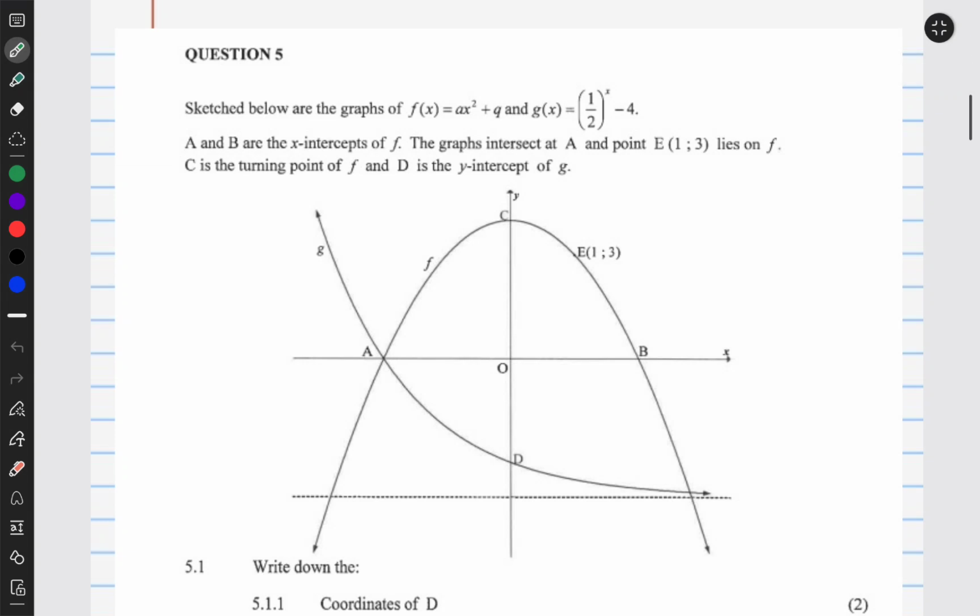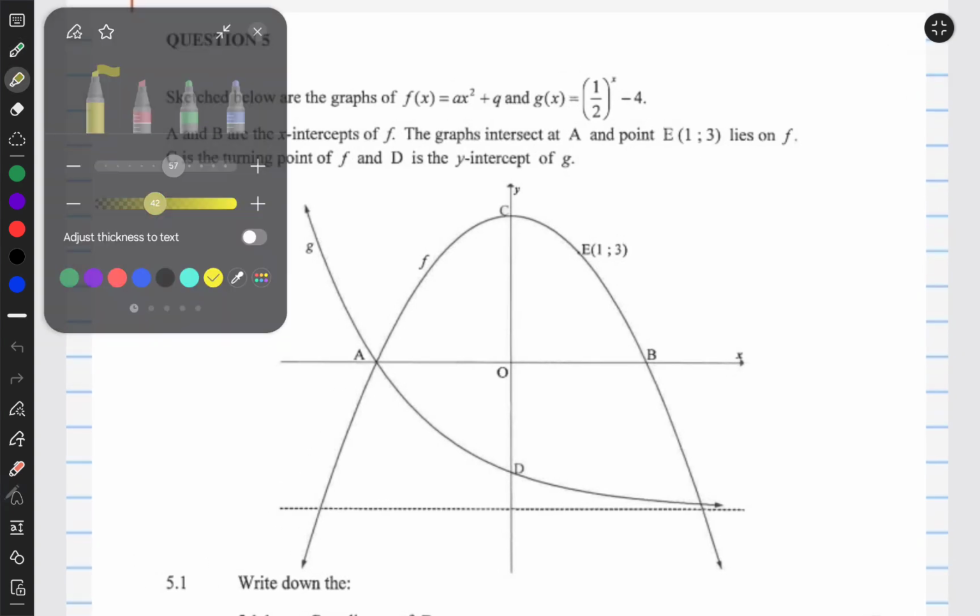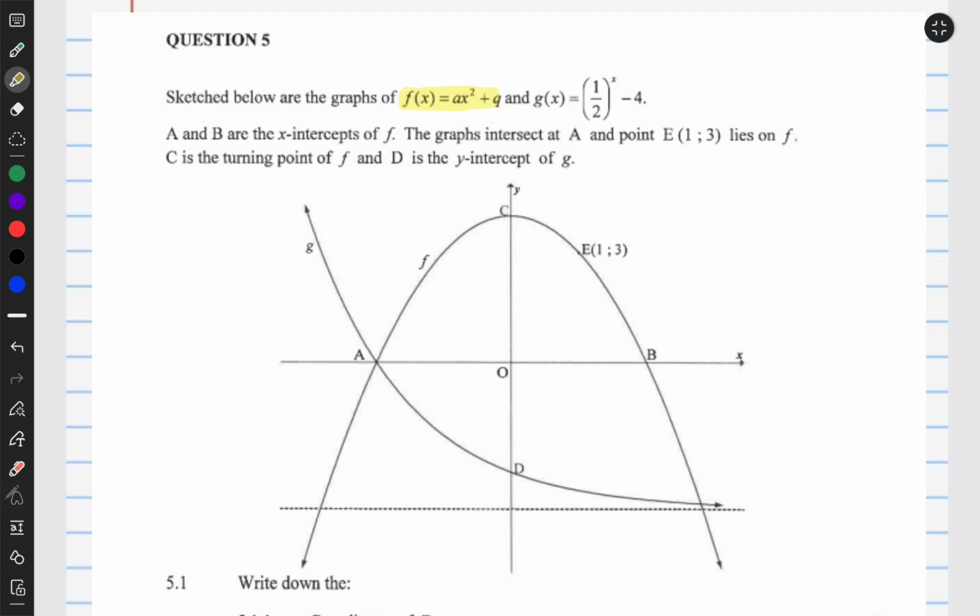Let's get into it. Okay, so for question 5, sketched below are the graphs of f(x) = ax² + q. What does that tell us? We are seeing something we are familiar with. It means we are dealing with a parabola. And as we can see from the sketch, the parabola is facing downward. It means that the value of a is going to be negative, and then we have our value of q.